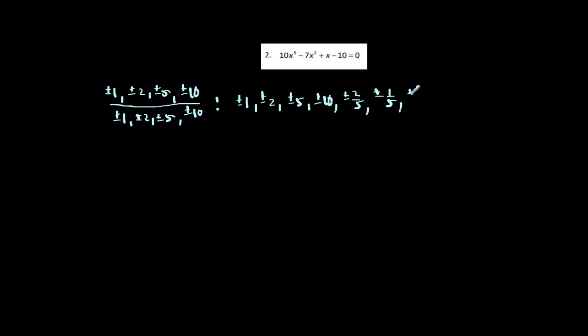5 halves. 5/5 is 1. 5/10 is 1/2. Oh, we also have 1/5. Oh, we already have 1/5 here. 1/10. Should be it. So let's see. 1/2, 1/5, 1/10, 2/5, 5 halves, 5/10 is 1/2, 10 halves is 5, 10/5 is 2, 10/10 is 1. So this is the list of all possible rational roots.